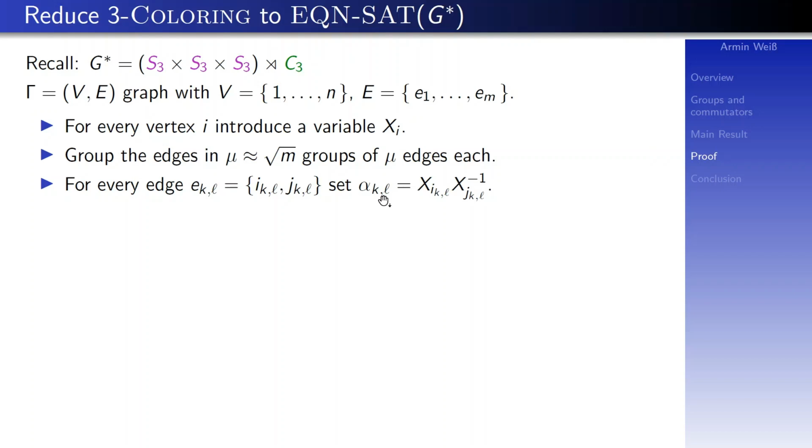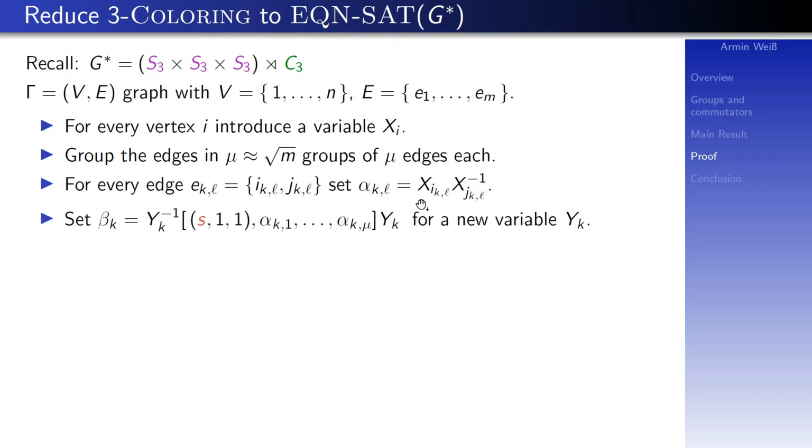And now we do the same as before. We say this alpha_kl is the variable of one vertex and the inverse variable of the other vertex of this edge. Now we do this for every group. We introduce this iterated commutator beta_k. Here, instead of the rotation, we take the reflection in the first component and identity in the second and third components, and then this iterated commutator with all these edge gadgets of this group. Then we also take a conjugation with a new variable yk, somehow for technical reasons.